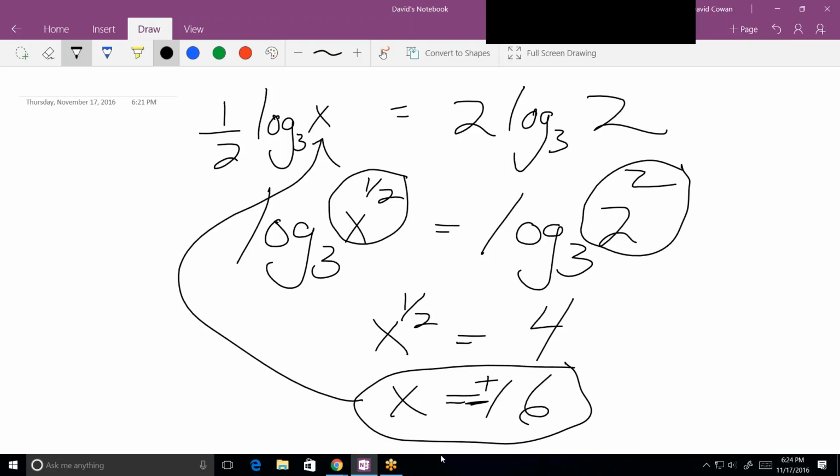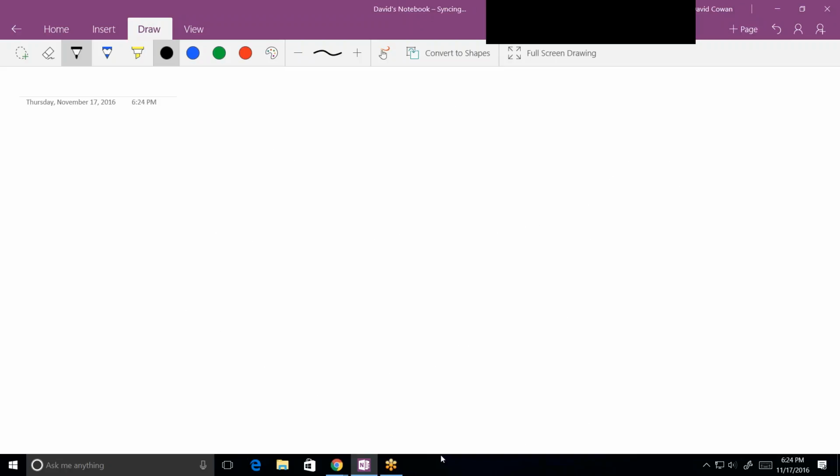Is it impossible to get more than one answer for x in a logarithm problem like this? No, not necessarily at all. Here, let me give you an example.